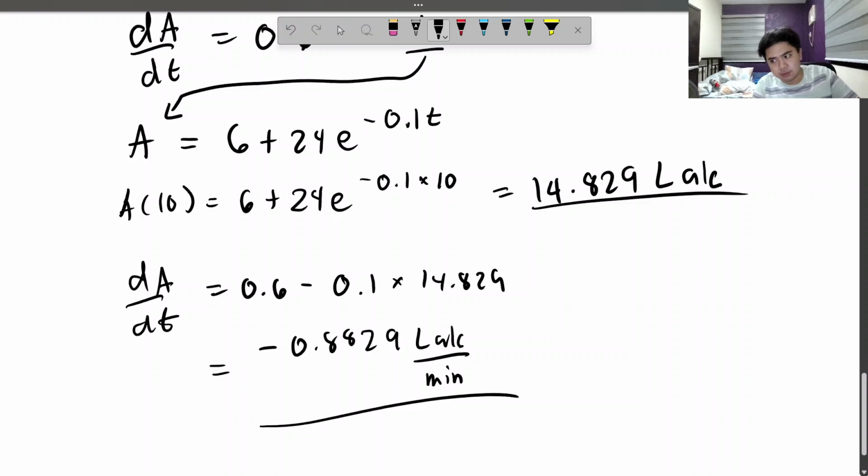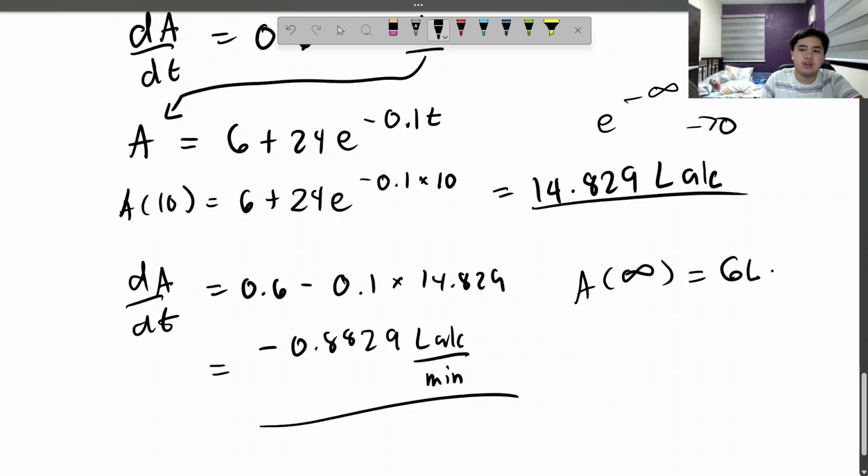Now, if you know your limits, what is the limit as t goes to infinity in this equation? As t goes to infinity, e to the negative infinity goes to zero. So A of infinity, or as it goes on and on, this will eventually approach 6 liters of alcohol. And so maybe in a long time, like 100 years, and it's still running, you know there's going to be 6 liters of alcohol. So that's an interesting thing to note.